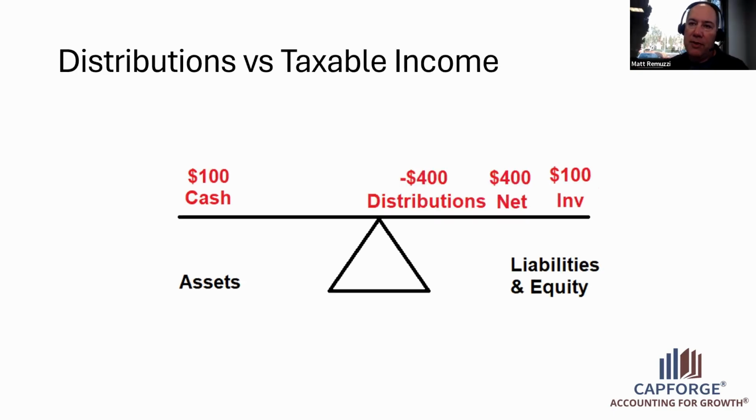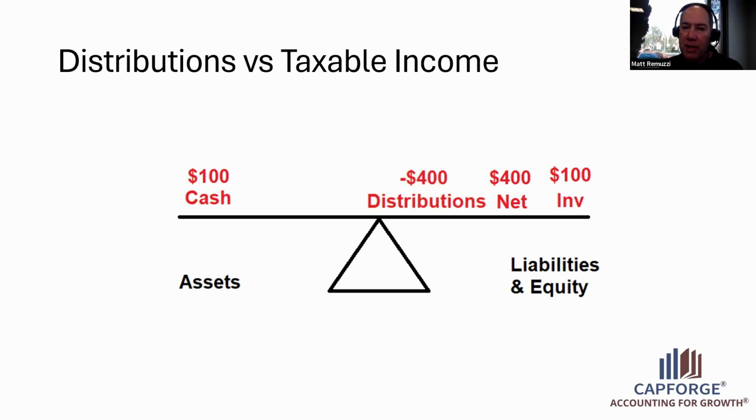Finally, distributions versus taxable income, one of the trickiest concepts to understand. Suppose in this case, we had bought some inventory and sold it and generated a profit. And we had $500 in cash, and then we had $400 in net profit from that and $100 of investment. But we decided, hey, business is doing great. I'm going to take $400 out of the business and pay myself. Great. So $400 comes out of cash, and now cash is back to 100. And on the liabilities and equity side, we have a minus 400 distribution.